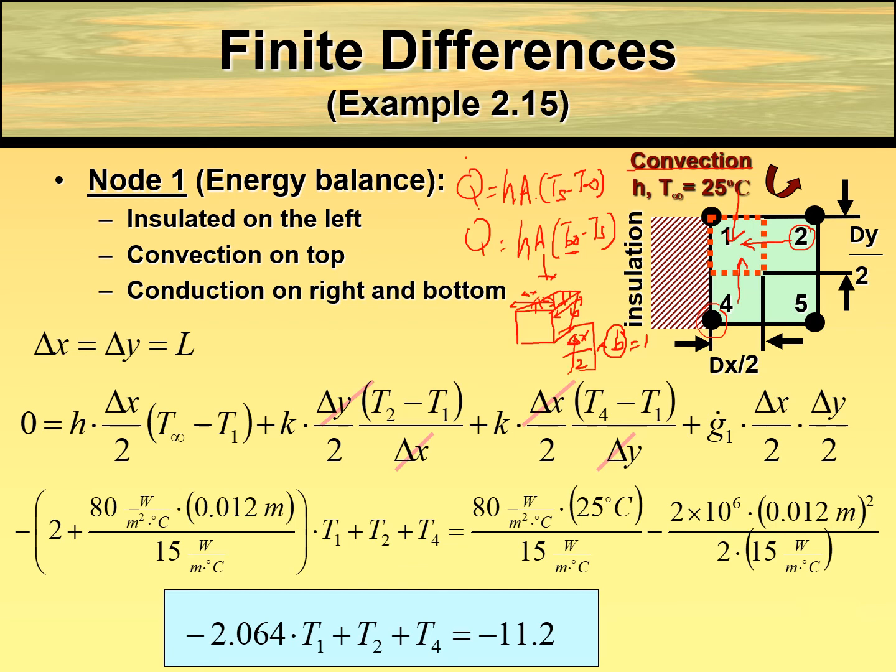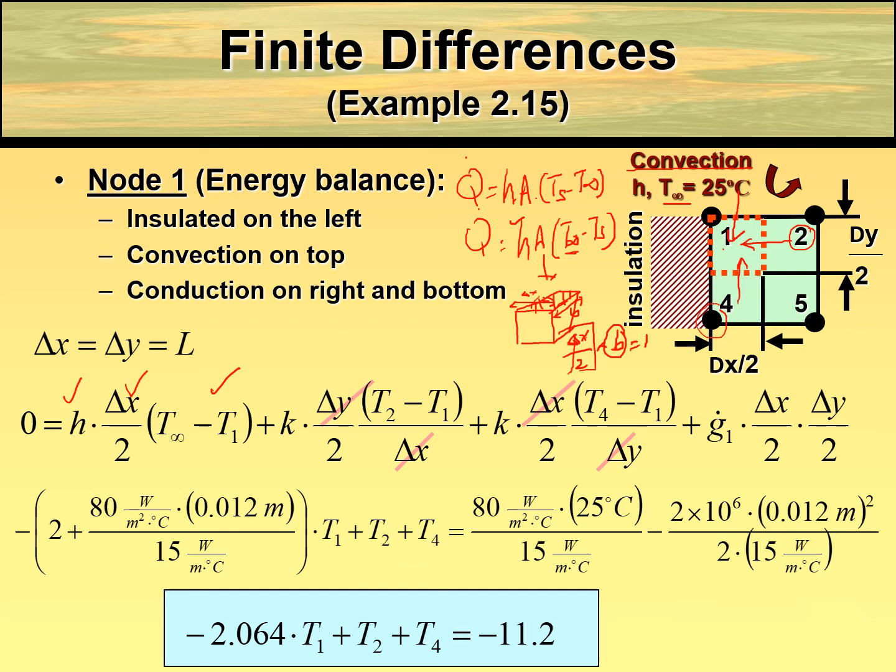So we apply the heat equation from convection to node number 1. So you have h, and this is the area I've already explained. This length here is only delta x over 2, and then we have the heat transfer T infinity minus T1. So you get this equation, right?